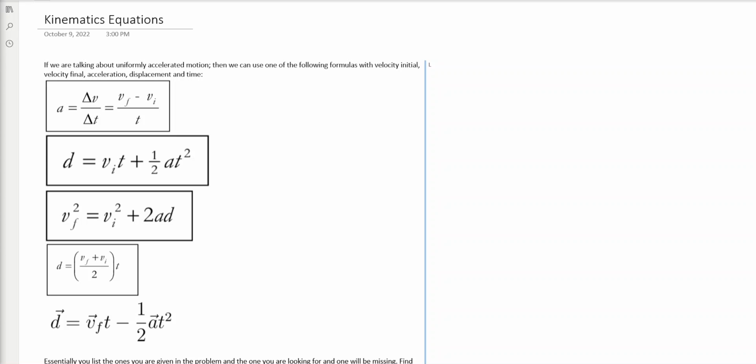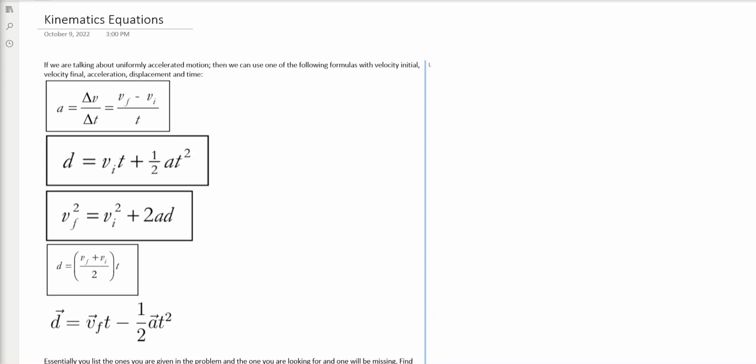Hello and welcome to my video about the kinematics equations. If we're talking about uniformly accelerated motion, we can actually use any one of the formulas below. There are a few different values that we have: velocity initial, velocity final, acceleration, displacement, and time.